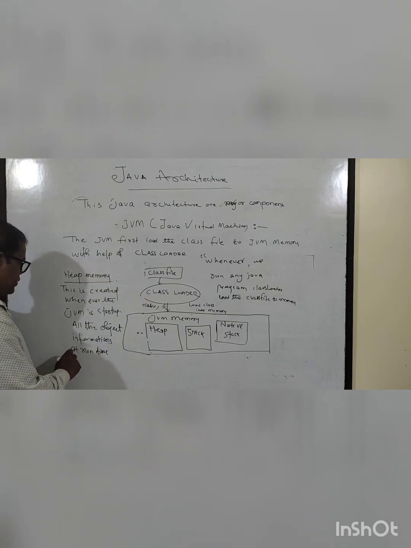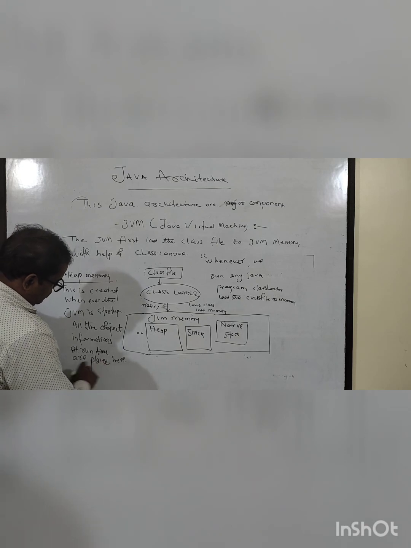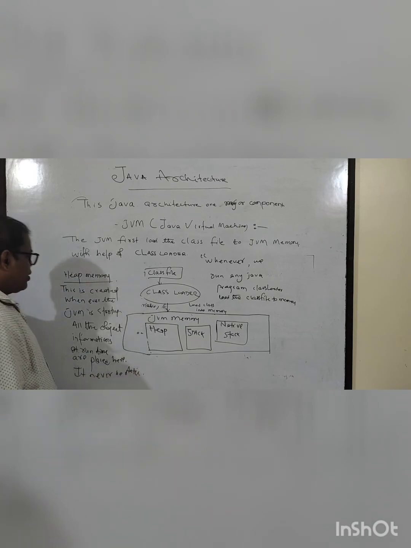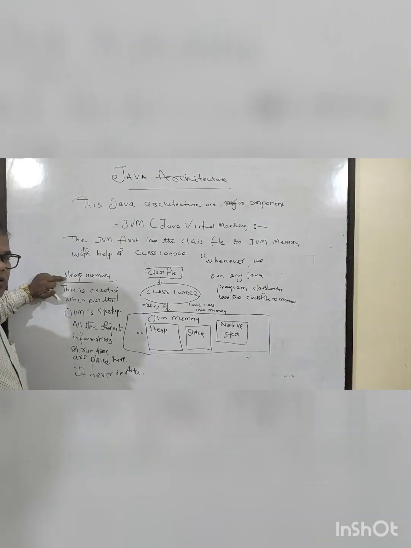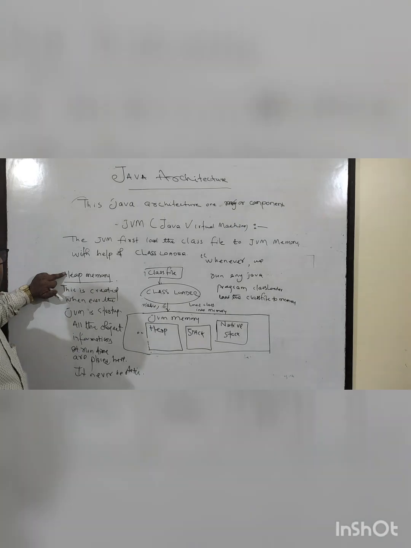At runtime are placed here. It can never be static. Your execution of the program started, and the JVM plays an important role here. The JVM creates heap memory where all the object information goes, and heap is basically the dynamic memory.